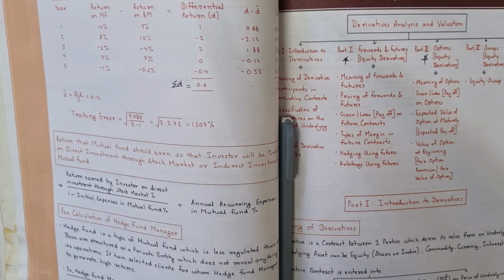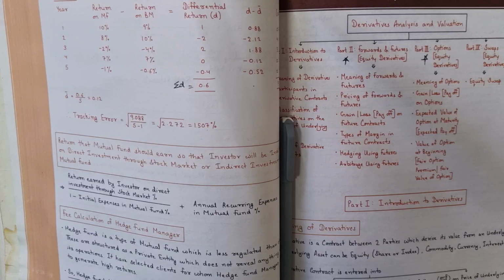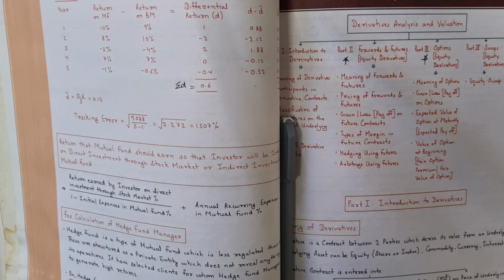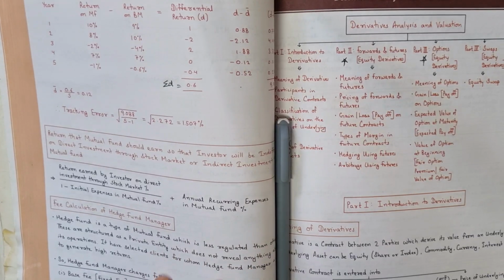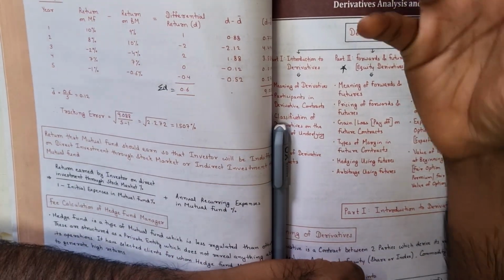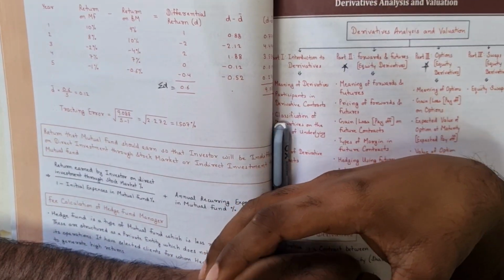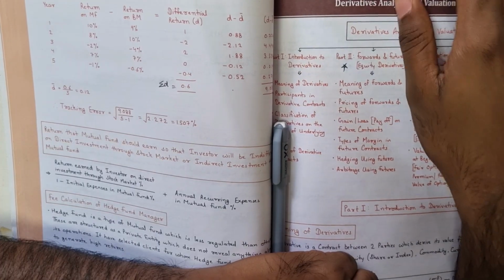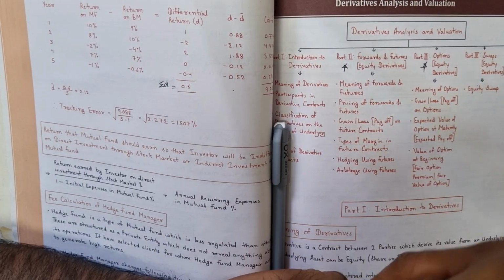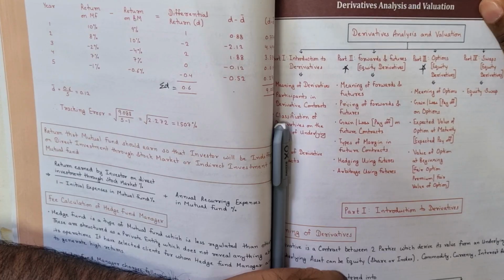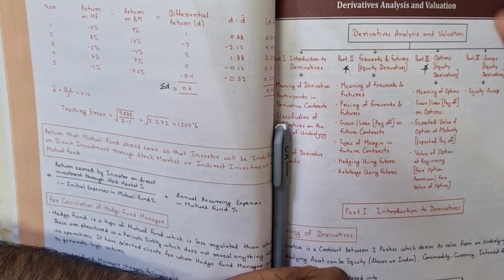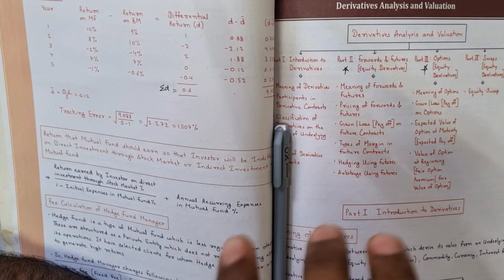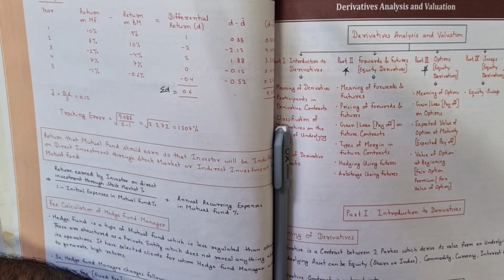Next, fee calculation of a hedge fund manager. Who is a hedge fund manager? A hedge fund manager is a person who runs a private fund, who takes funds from people and invests in the market and gets high return. Since this is private, he doesn't have to show it to other people or the public. He is having a private fund. This is known as a hedge fund.